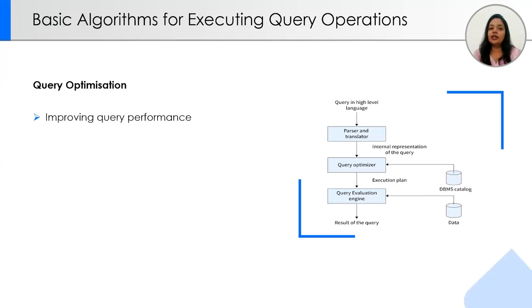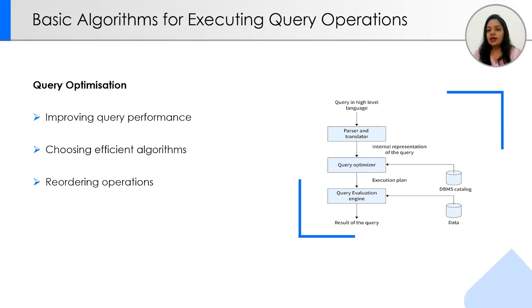Then comes query optimization. You already know that the primary task of query optimization is to help in quickly resolving the query and quickly giving the output for that query. So basically it is used for improving the query performance, and it is used for choosing efficient algorithms, and it also helps in reordering operations.